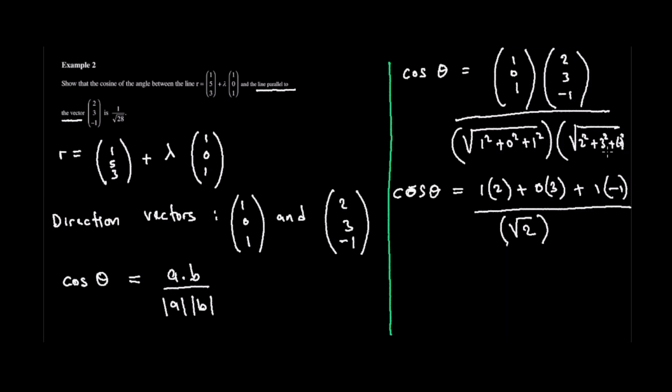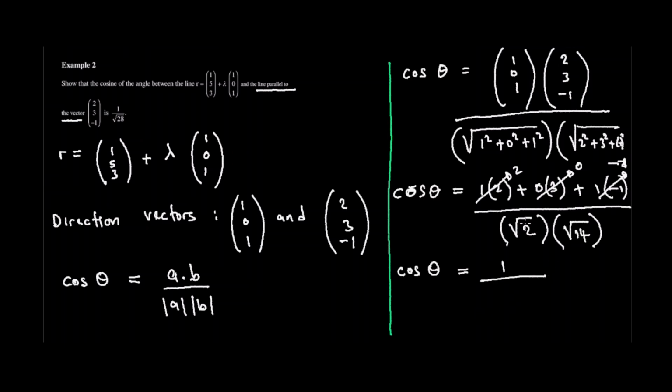2 squared is 4 plus 3 squared is 9. So 9, 10, 11, 12, 13. Then in addition is minus 1 squared, which is 1. Correct, here is the square root of 14. Like that. So it is just saying cos theta is equal to, here it is 2, here is 0, and here minus 1. So we have 2 plus 0, 2 plus 0 minus 1. So it is 2 minus 1, which is just 1, like that, over.